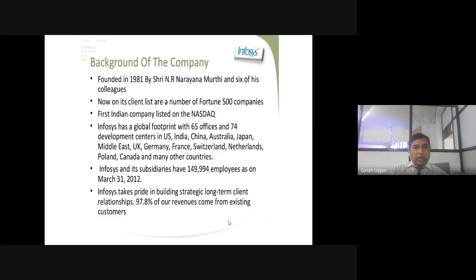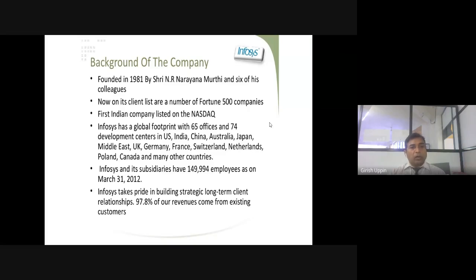Okay, what is the background of the company? As I told you, it is founded by Shri N.R. Narayan Murthy and his colleagues in 1981. Now its client list is long, with many Fortune 500 companies. And Infosys is the first Indian company which got listed on the Nasdaq stock market. Nasdaq is the US stock market, and they got listed on that particular stock market.